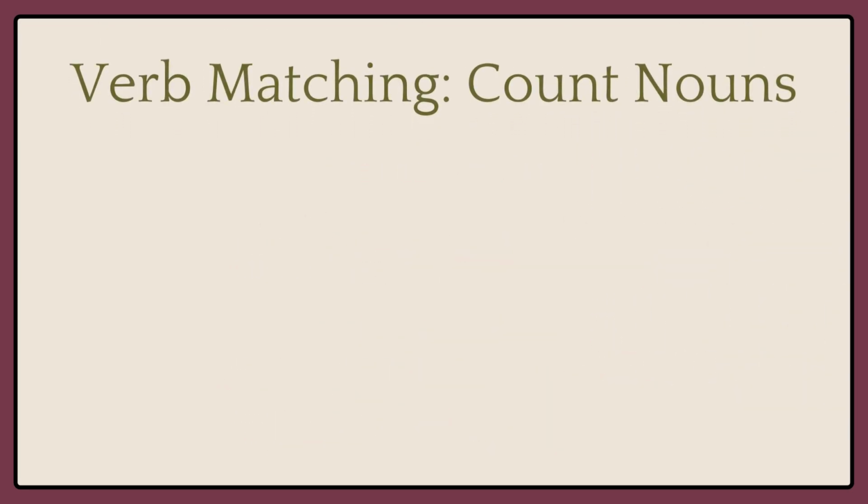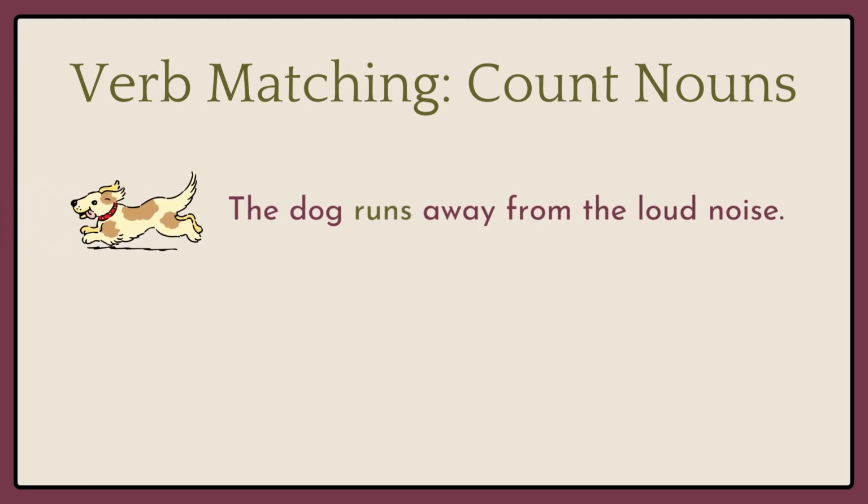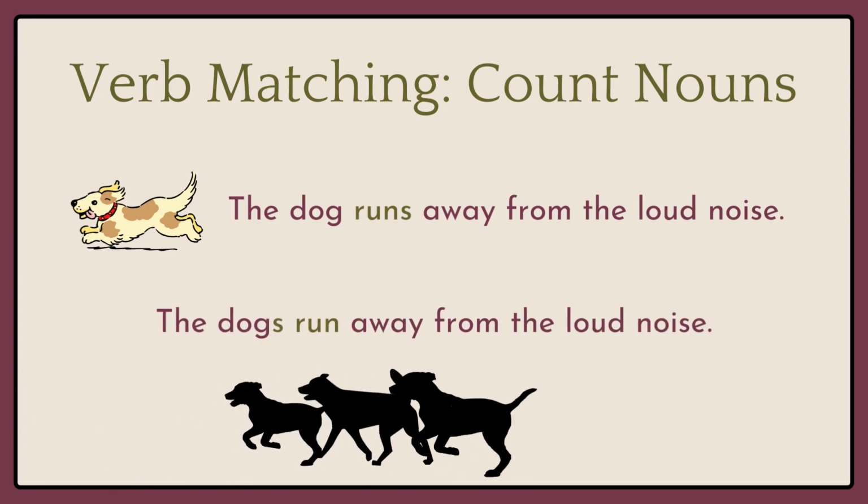Another reason we want to know if a noun is a count noun or a non-count noun is that the verb matching is different. For count nouns, if they are singular or plural, we make the verb match. For example, the dog runs away from the loud noise is for a singular dog, and the dogs run away from the loud noise is for a plural of dogs. Notice that the verb run changes to match.